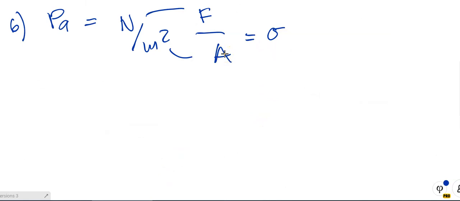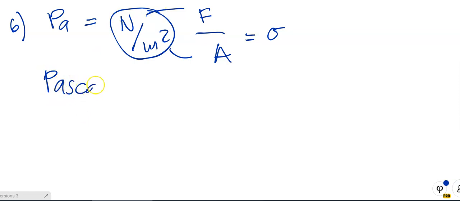It is newtons per square meter or newtons per square millimeter, depending on which area we're using. We can either use meter squared or millimeter squared. But if you're using newtons per meter squared, the combined name for that unit is also called the Pascal. Its full word is written like that.